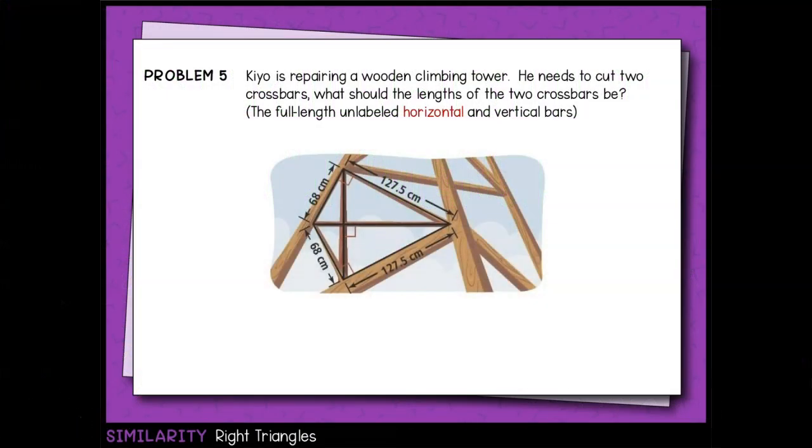All right, we're going to take a look here at problem number 5. It says Keo is repairing a wooden climbing tower and he needs to cut 2 crossbars. That is referring to these right here, the crossbars that cross one another at a right angle. It says, what should the lengths of the 2 crossbars be?